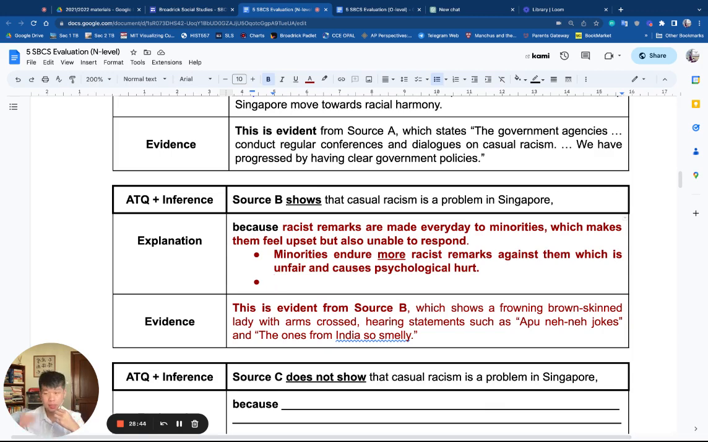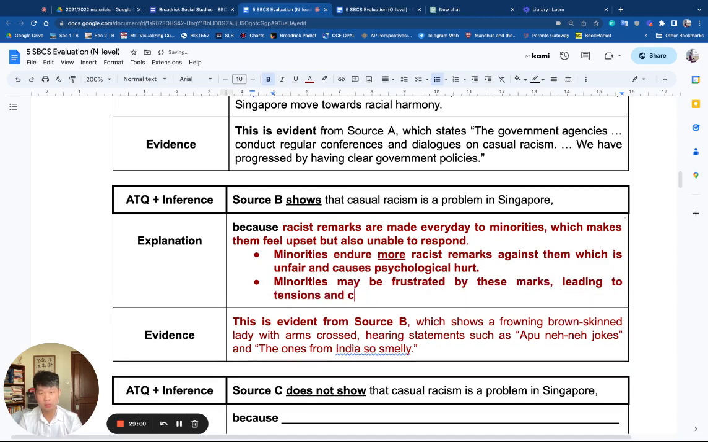The other Sec 4, Justine, he said minorities may be frustrated by these remarks, leading to tensions and conflicts within society, racially charged. So this could be another set of explanations. So you could park in multiple explanations for the same source. It will be a very strong response.